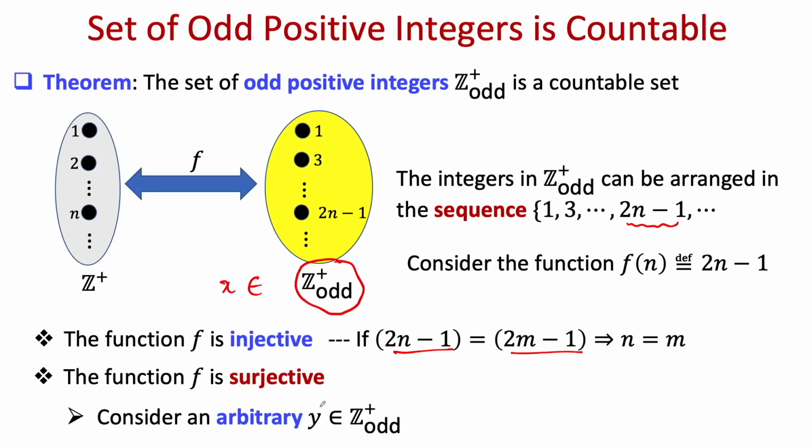How? You take any element y belonging to the set of odd positive integers. Since it's an odd positive integer, it can be written in the form of 2k minus 1 for some k in the set of positive integers. So the pre-image of y will be the element k. Okay, so that's a bijection, and that shows that cardinality wise the set of odd positive integers is same as the set of positive integers, even though intuitively you have more elements in the set of positive integers than the set of odd positive integers.